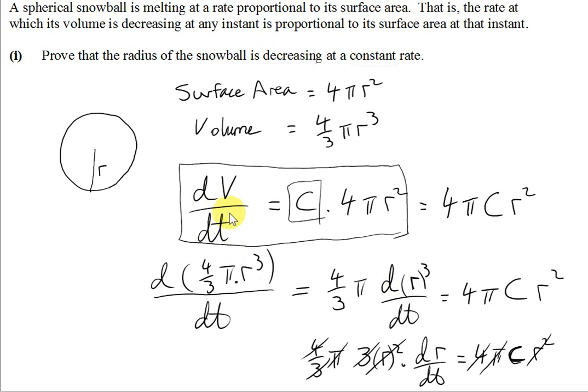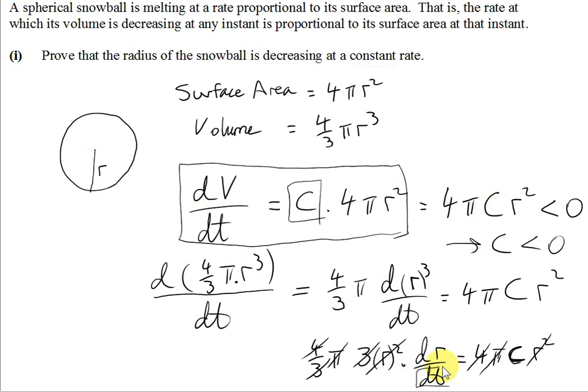Now another thing about dV/dt is that it's negative, as I said earlier, so this has to be negative. r squared, however, is positive. 4 and pi are positive numbers. So this tells us that c is a negative number. c must be negative. And that makes sense. dr/dt has to be negative because the radius is decreasing with time. The radius has to be decreasing if the snowball is melting.